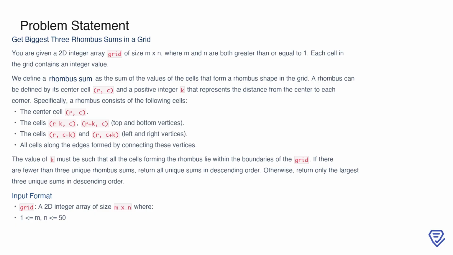It's important to note that the value of k must ensure that all the cells of the rhombus remain within the grid boundaries. If fewer than 3 unique rhombus sums are possible, we return all unique sums in descending order. Otherwise, we return just the largest 3 unique sums in descending order.